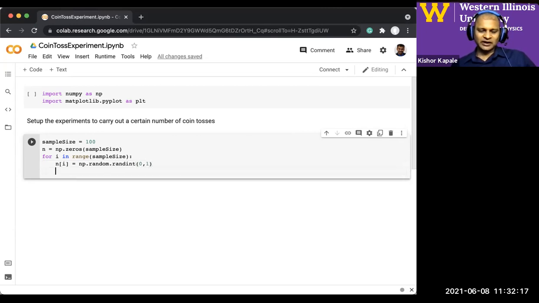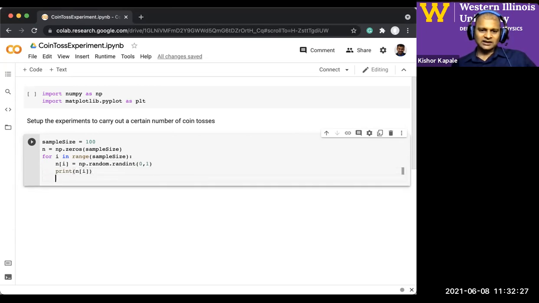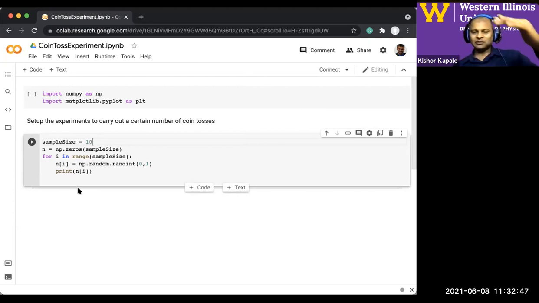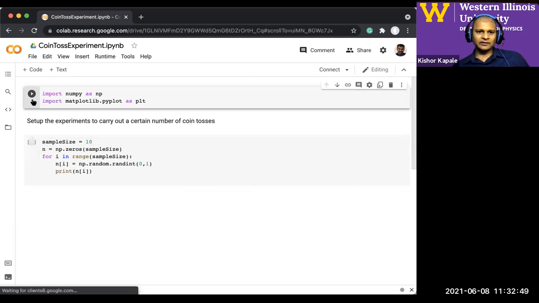Okay, let's see if it does that. Let's just print n of i every time that number is generated, and let's see if it actually does that or not. Plotting and stuff we will do later. So let's start with a sample size of 100. Sorry, 10. Smaller, so that when we are printing it, we will know that it's doing things correctly, because you don't really want to print 100 numbers. That's a whole lot.